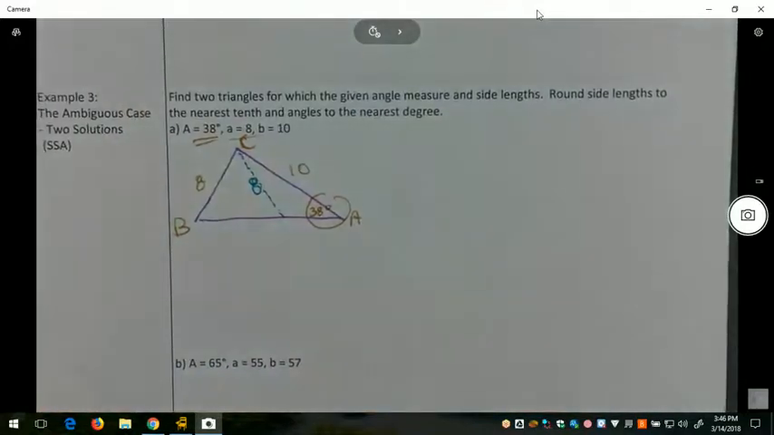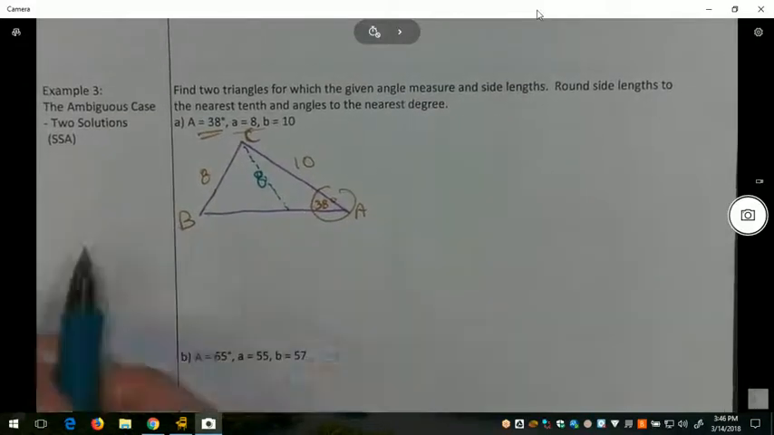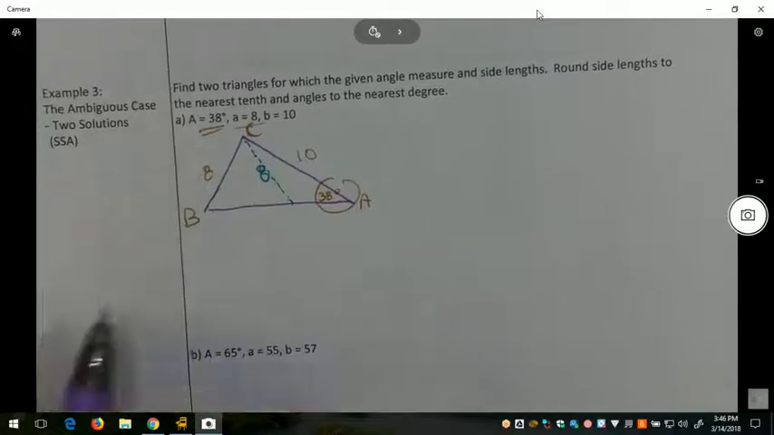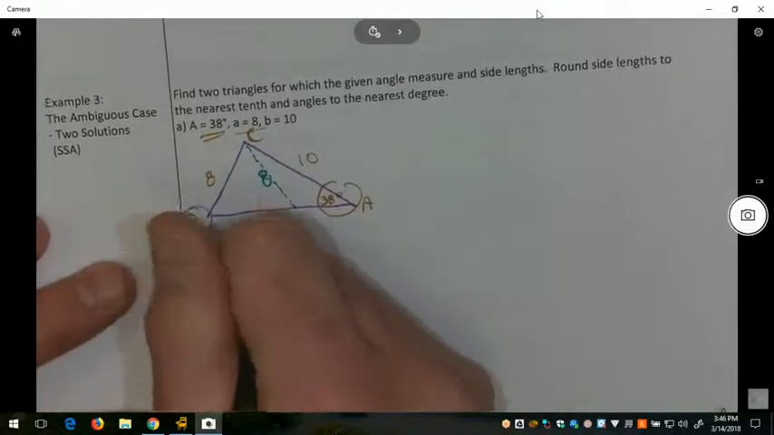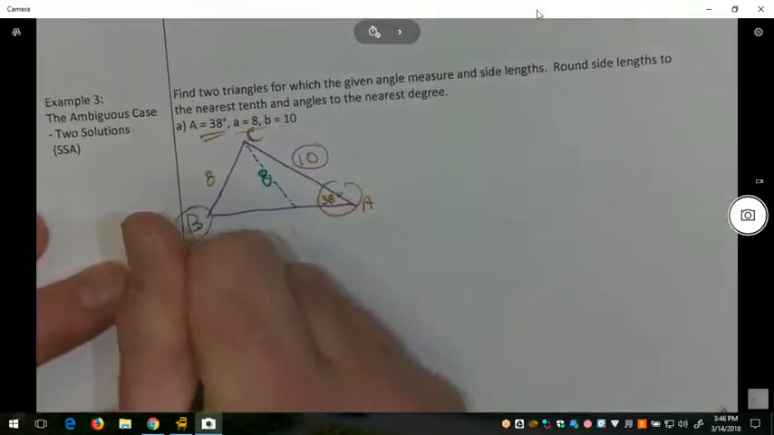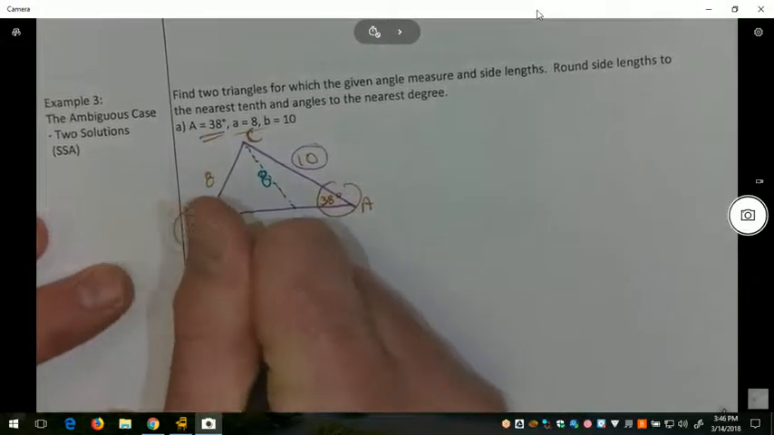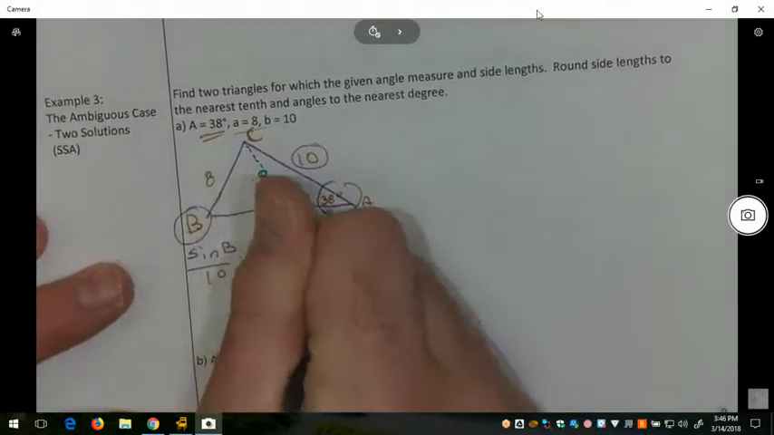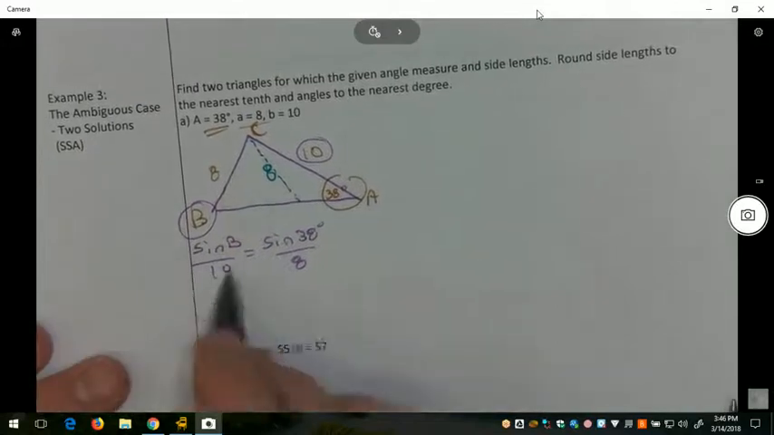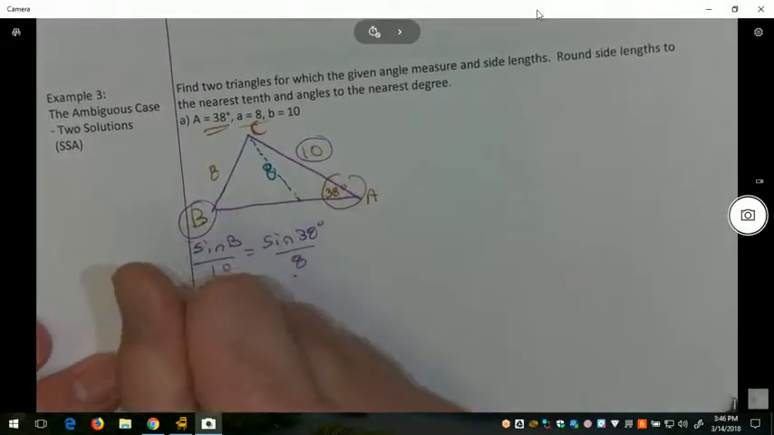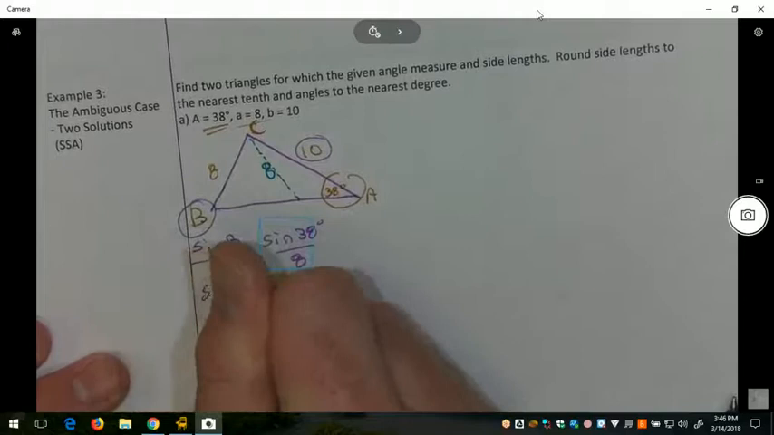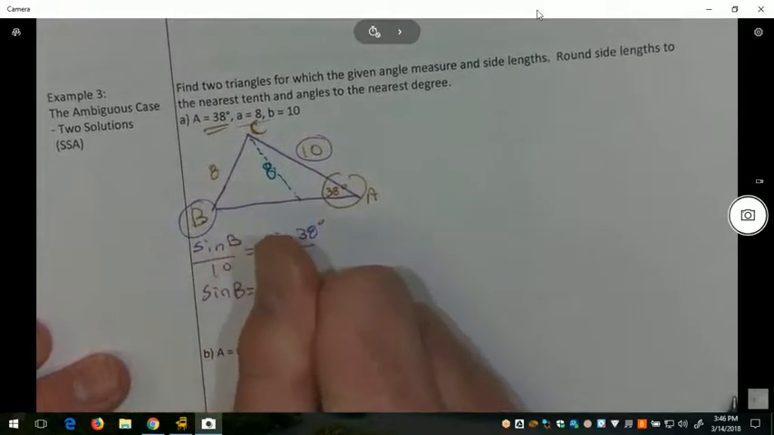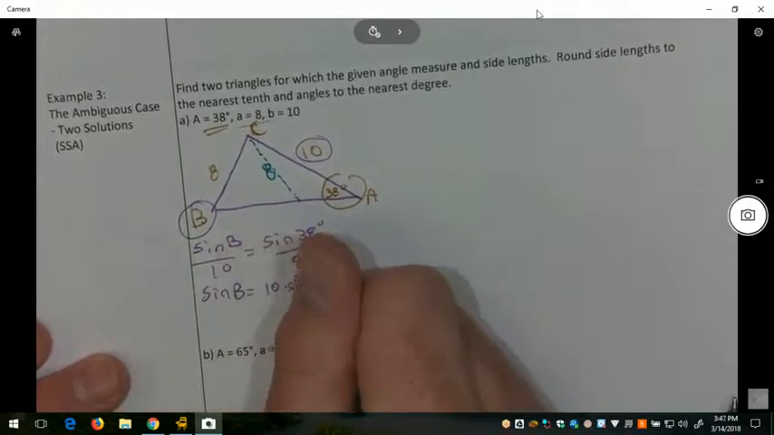For those of you who are visual, this picture will make total sense, and as you solve, it will make sense. For those of you who are not, you're going to want to do it a little bit differently, and we'll talk about how in a second. So I start just by solving the purple triangle. I want to find angle B. It's opposite of side 10. So sine of B over 10 equals sine of A, 38 degrees, over 8. This times this divided by 8 equals the sine of B. 10 times the sine of 38 degrees divided by 8.